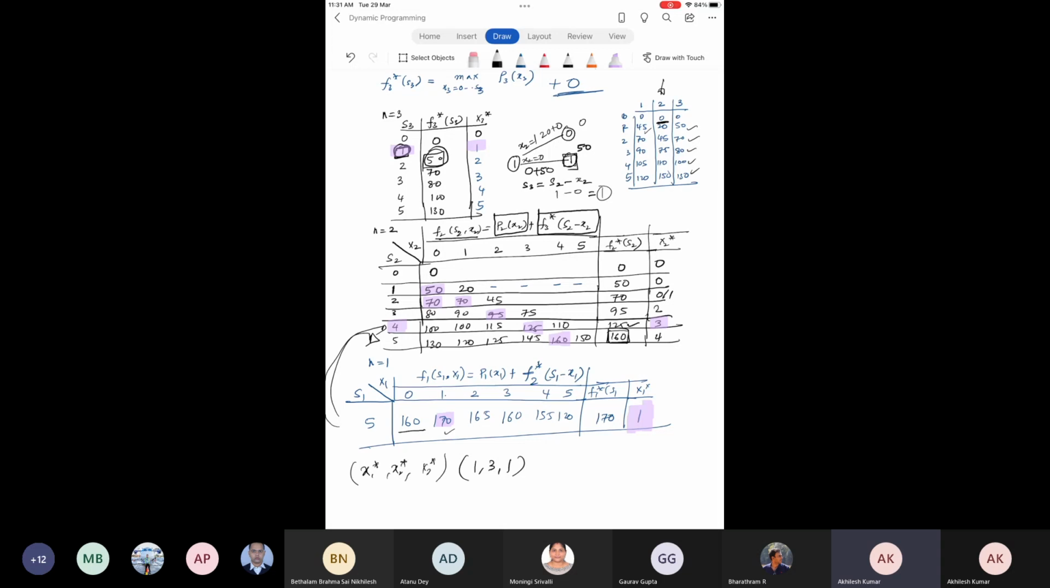What is the optimal value for your function F star? What is F1 star? F star actually. It is always this one. 170. Keep this in mind. This has 170, adding up all the immediate and all the future costs. Understood? So now you realize how it has solved the problem.